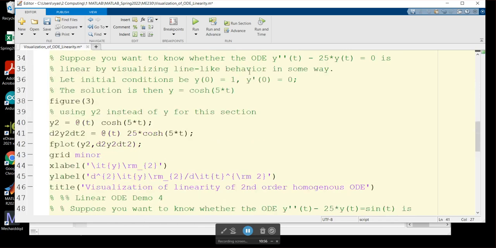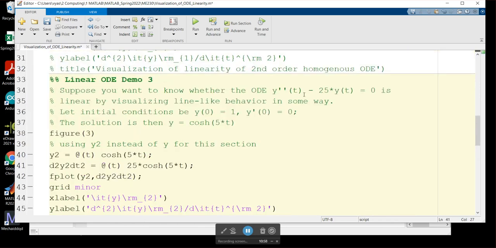Now the equation that I am using is similar to the previous one, but with a negative sign. If it's a negative sign, the nature of the solution changes. Now I'll get cosh and sinh, meaning hyperbolic cosine and hyperbolic sine, or e to the minus 5t and e to the 5t, that kind of combination. But instead of writing c1 times e to the negative 5t plus c2 times e to the 5t, I'm writing just hyperbolic cosine.